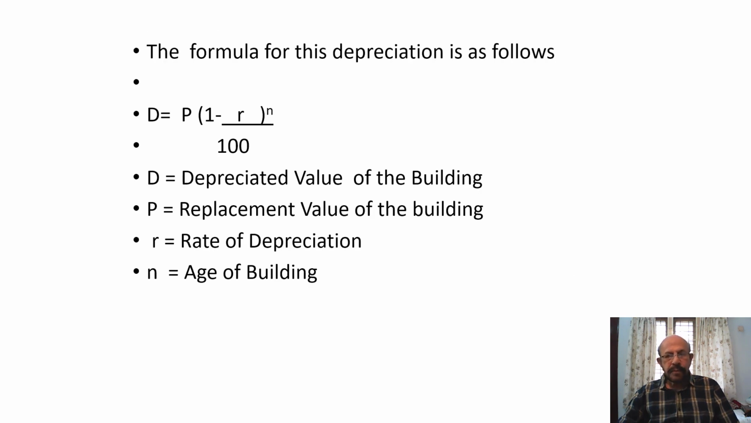The formula for the depreciation is as follows. D is equal to P into (1 minus R by 100) the whole raised to N. D is equal to depreciated value of the building. P is equal to replacement value of the building. R is equal to rate of depreciation and N is the age of the building. This is the formula. You can straight away find out the depreciated value of the building. If it is to find depreciation separately, the formula is different. This is to find out straight away the depreciated value of the building.